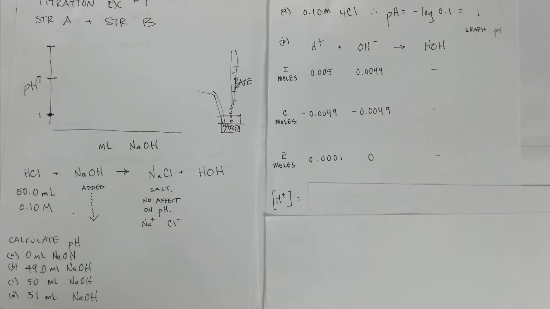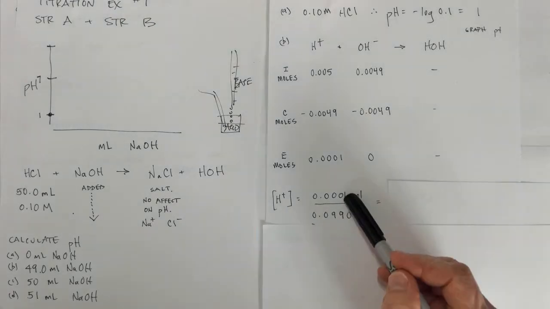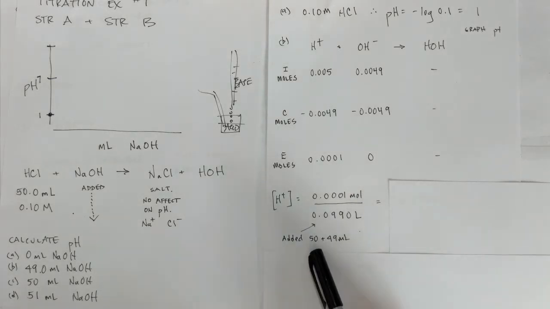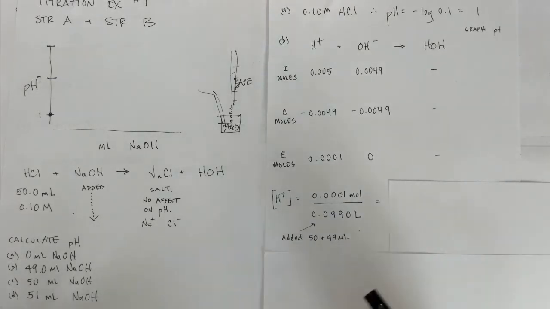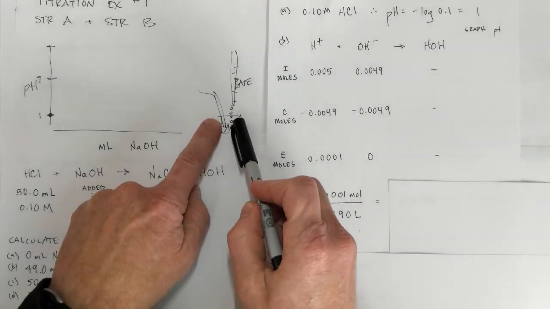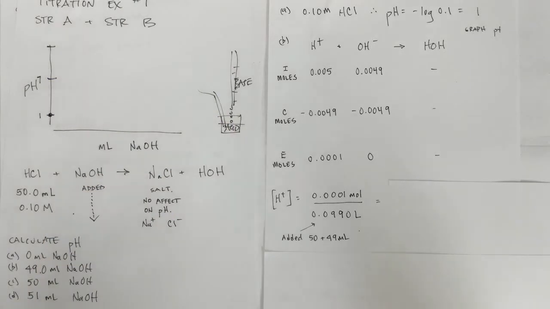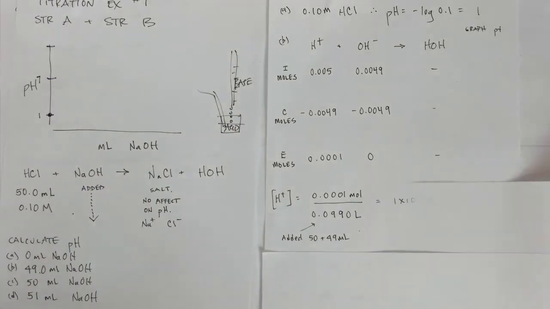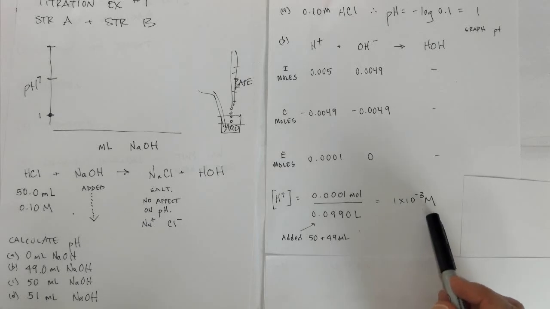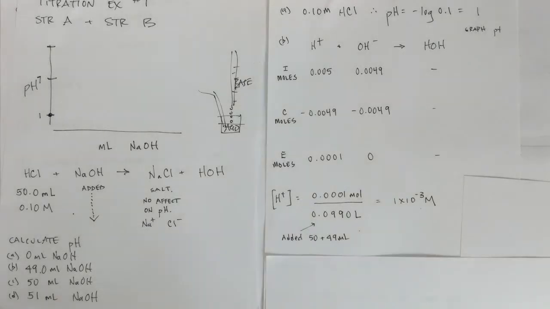Now we can find the H plus ion concentration by taking our moles and dividing it by the total number of liters. It's got to be 50 plus 49, because the beaker now contains not 50 milliliters but 99 milliliters, because we added 49 milliliters of base. So when we divide that, we end up with 1 times 10 to the negative third molar. This is our H plus ion concentration.